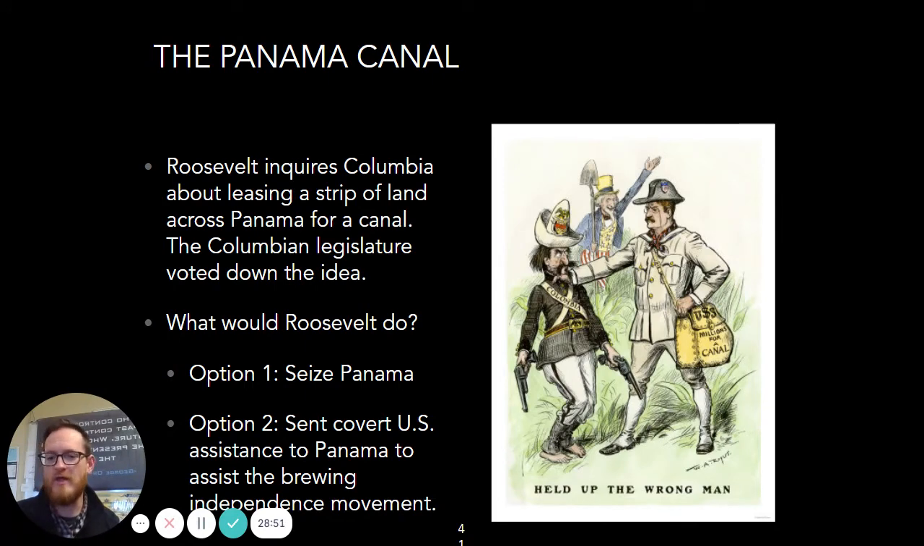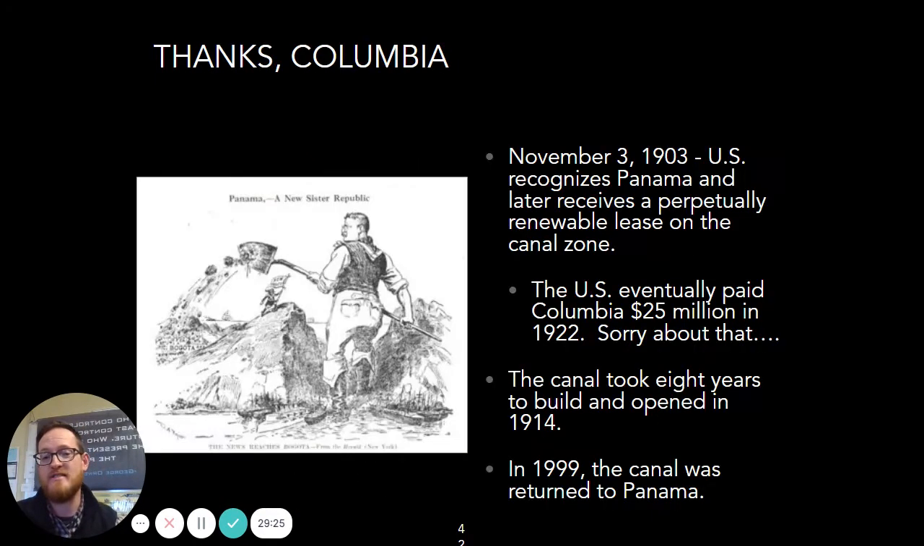So that left Roosevelt with a couple options. One, the United States could go in and seize Panama, which wouldn't really be, there wasn't a good reason to do that like there was in the situation of Cuba. Or option two, help Panama in declaring independence from Colombia, because there already was in Panama this desire for independence from Colombia, and the United States is able to seize on that. Option two is what Teddy Roosevelt chooses to do. We send covert assistance to Panama to assist in the revolution there, the independence movement.